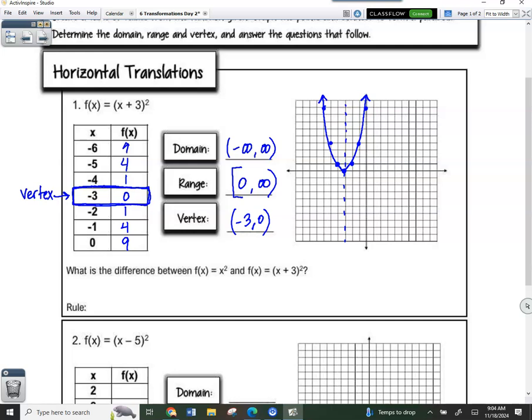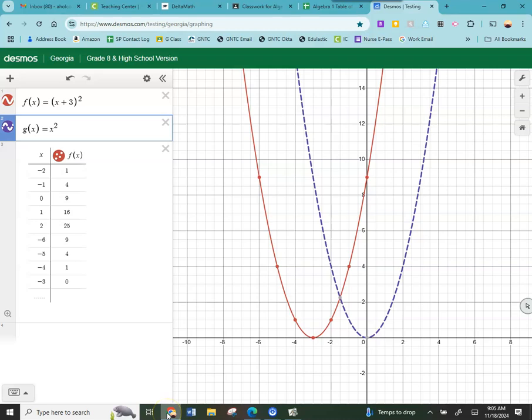It says, what's the difference between this graph and the mother function? That's where Desmos is helpful. Go back to Desmos. The mother function is the dotted one. This graph is the red one. What happened? It moved what direction and how many spaces? It went left 3. Left 3.